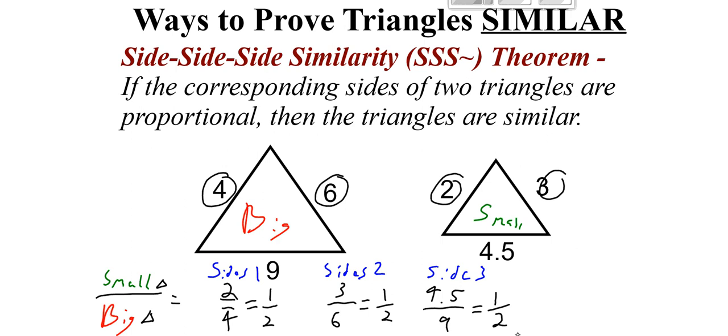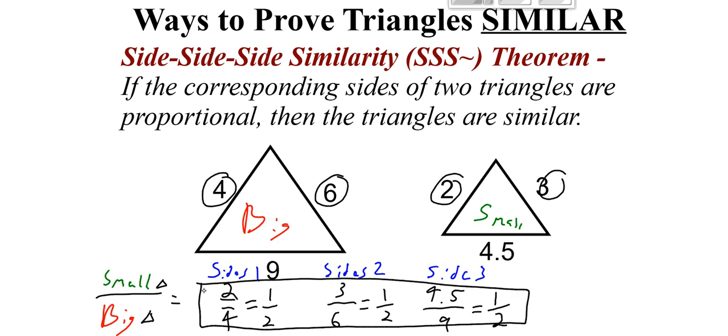So we need to be able to show the proportionality of the sides in order to conclude that they are similar. So make sure you look at all 3 sides for the side-side-side theorem.